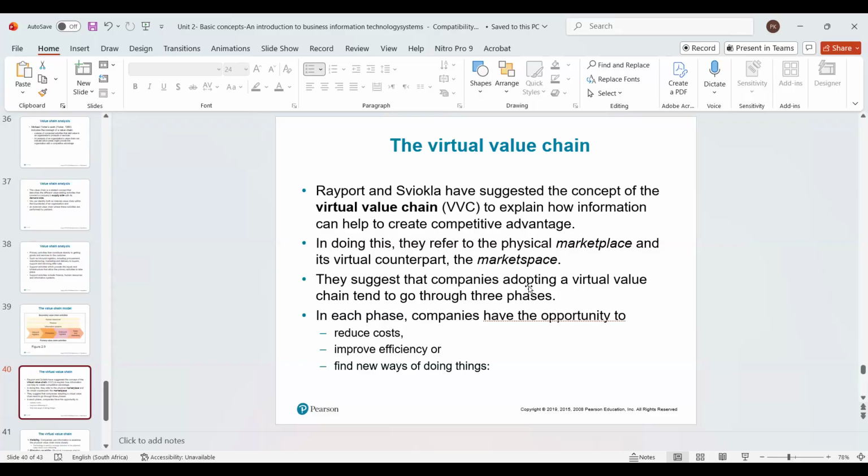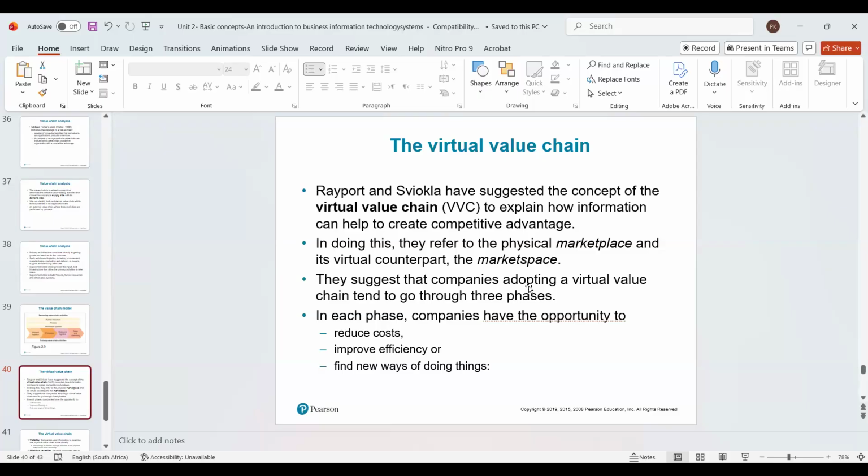The market space. We don't want to remain in the marketplace where we are selling our product in the same market, but we move to market space where technology can help us to reach everywhere, whether in Ghana here, whether in Togo, whether in Ivory Coast, whether in Tunisia. Technology can help us to get our products to our customers.